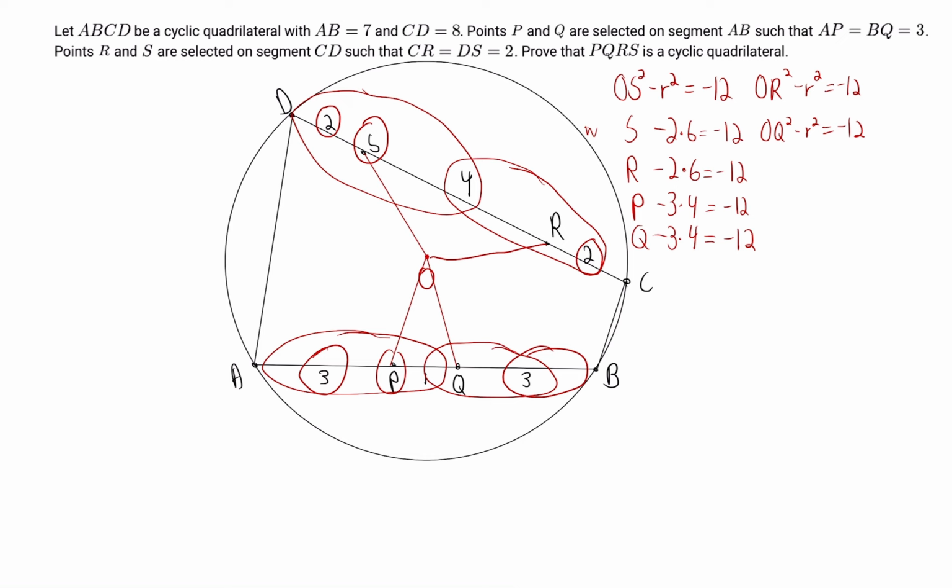From this, we know that OS squared is equal to R squared minus 12. OR squared is equal to R squared minus 12. And similarly, all the way until OQ squared is equal to R squared minus 12. So then OS is equal to OR is equal to OP is equal to OQ. And so point O is equidistant from each of the points P, Q, R, and S. Therefore, P, Q, R, and S are inscribed in a circle with center O.